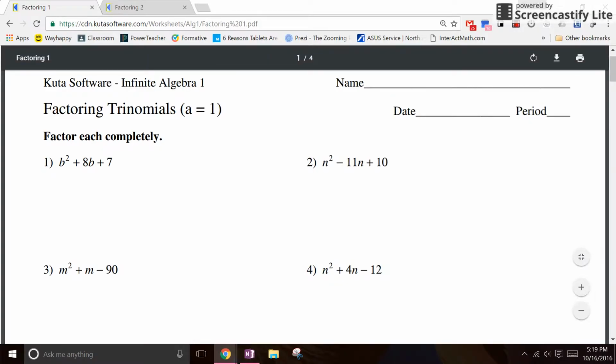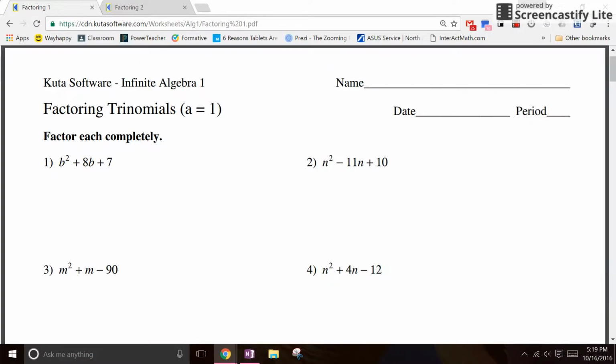All right, thought I would do a little special edition Way Happy Studios factoring trinomials video. So here you go. I'm going to steal off of the internet. This is just a worksheet that I found, and I'm going to do number 4 there.